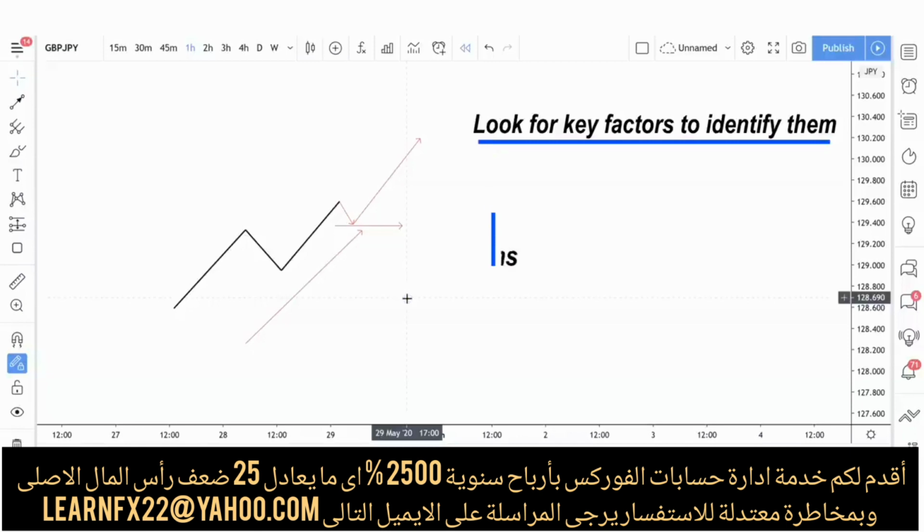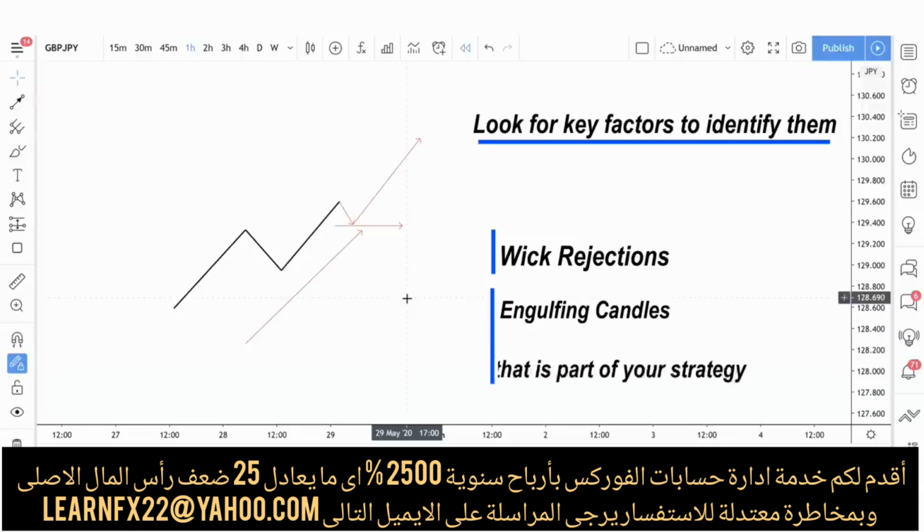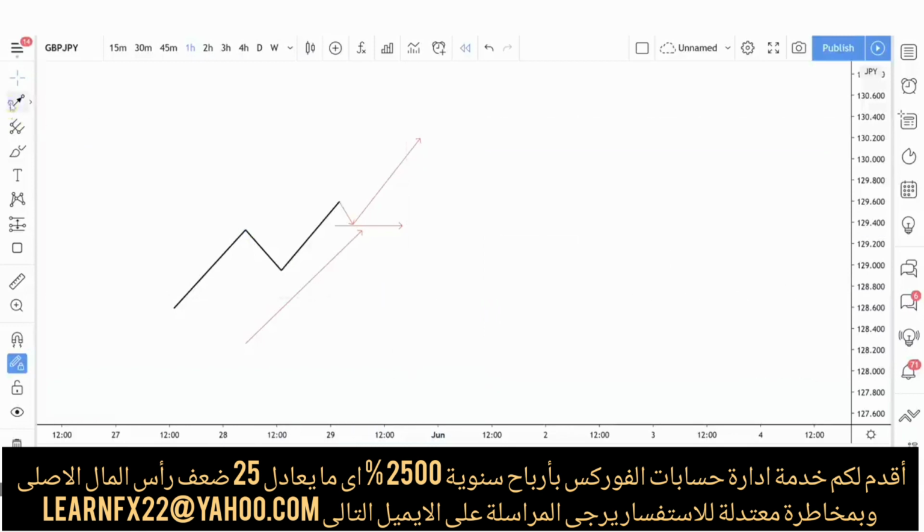That could be through wick rejections, that could be through engulfing candles, that could be through absolutely anything that is part of your strategy. But what I'm trying to illustrate now is a normal or a general pullback is something that will look like this. A nice pullback, strong, clean and clear. But that's not what we're talking about today. We're talking about a strong push to the upside, a very, very subtle pullback before a continuation to the upside. So how do we trade this?